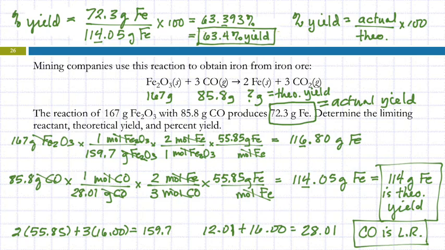Okay? So in theory, from this amount of starting materials, the company could have gotten 114 grams of iron. But they only got 72.3. So they're thinking, we're wasting some stuff here. What can we do to increase our percent yield? We'll make more money that way. Now, it's not always possible to get even really close to 100%, because it's real. Real isn't perfect. Anybody else have any questions?